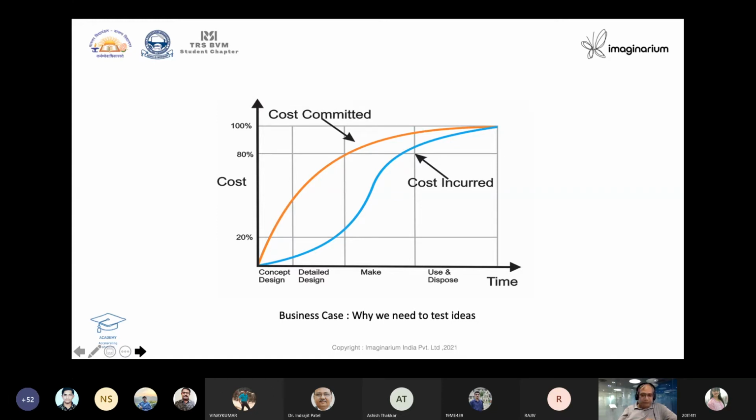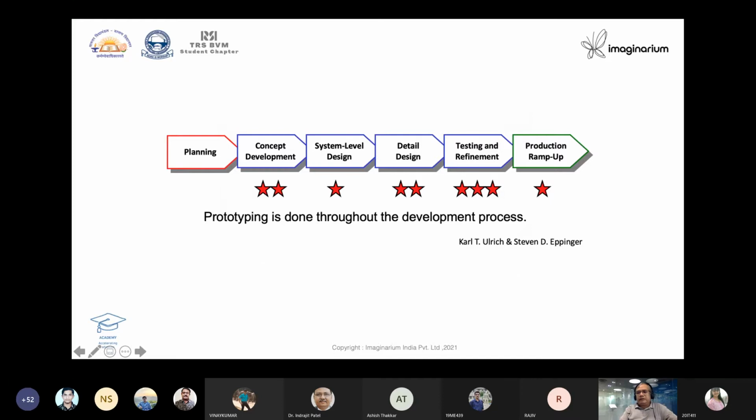do it very carefully. And this is done by actually making, instead of making a final product, a prototype. A prototype can be a small model or a big model or a 1:1 model, depending on the evaluation you're looking for. So the world over, people are looking at making prototypes. And you can see here really why it is very important for us in the NPD process. In planning, there is no requirement of prototype. For concept development, there is a lot of requirement.